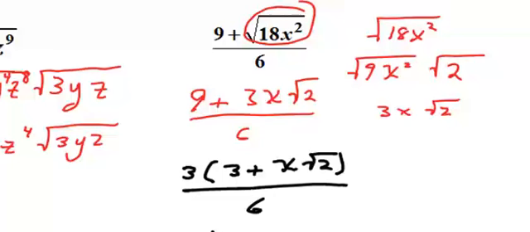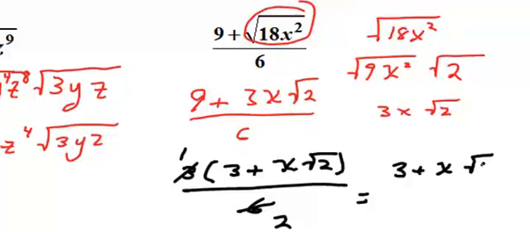In the denominator, 3 is also a factor. 3 goes into 6 twice. 3 goes into 3 once. And we are left with, and I'm running out of space here, but we're left with 3 plus x times the square root of 2 over 2.